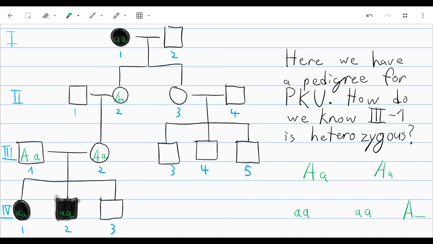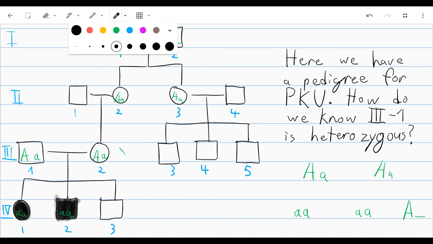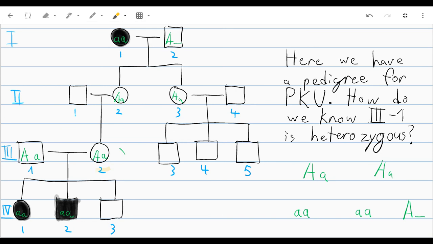And we also know that individual 1-1 has to pass on little a to both of her children. So we can't fill in every single part of this pedigree. There are some individuals that remain unknown, but we can definitely determine that both of these individuals have to be heterozygotes, individual 3-1 and 3-2, because they have homozygous recessive children.